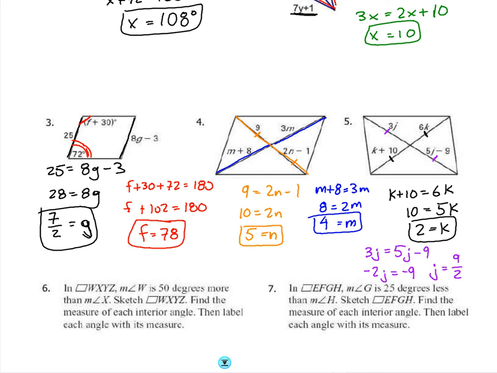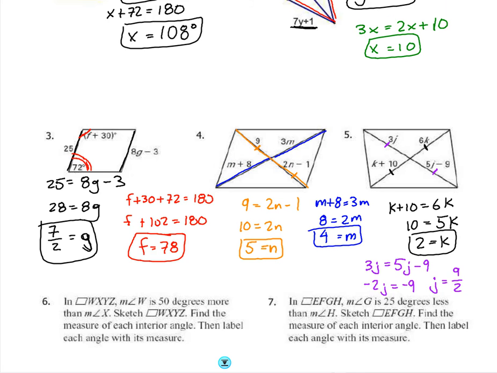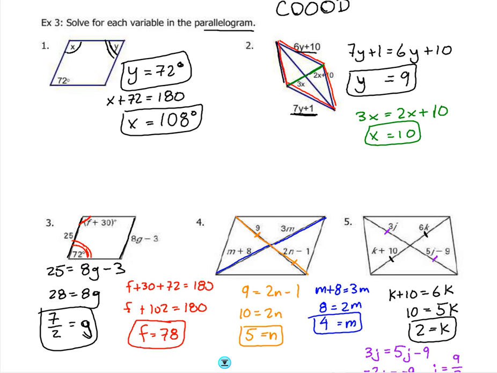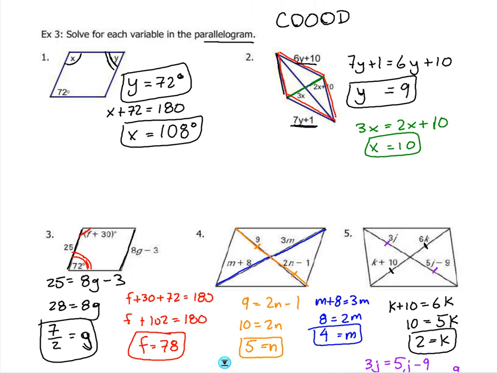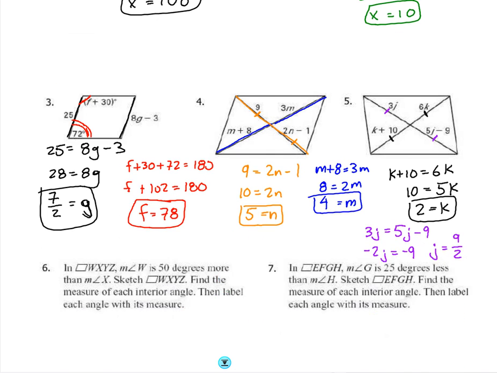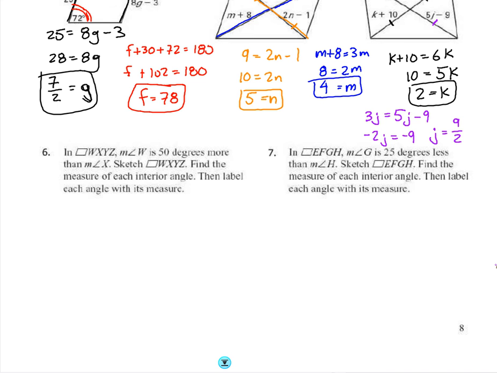So let's go ahead and look at these first 5 examples. In each case, we had to apply the properties and find the missing variable to make those properties true. Here in 6 and 7, we have word problems where we're going to have to sketch a picture, label the given information, and then find what is missing in the problem, or what they're asking us to find.